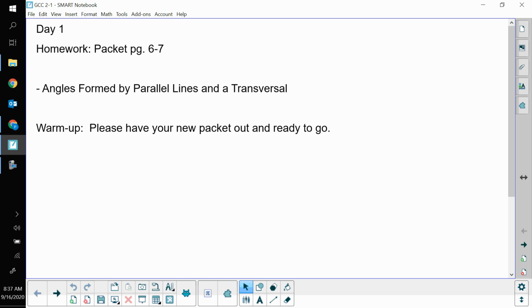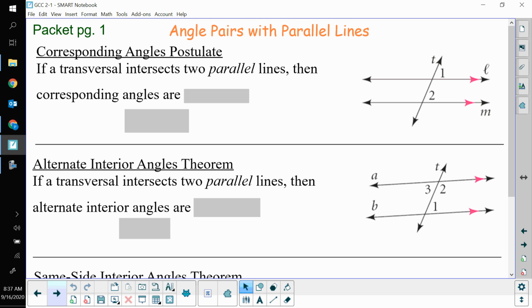And your homework you can be writing in your planner is day 1, which is page 6 and 7, and you'll upload that to Schoology as a single PDF by 5 a.m. tomorrow. So we'll start right on packet page 1.